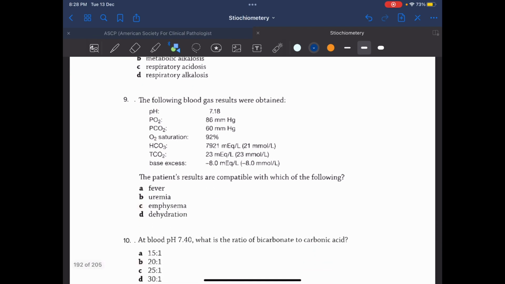Question number 9. The following blood gas results were obtained. The patient results are compatible with which of the following? Fever, uremia, emphysema, or dehydration? The correct answer is C, because we see here low oxygen PO2.